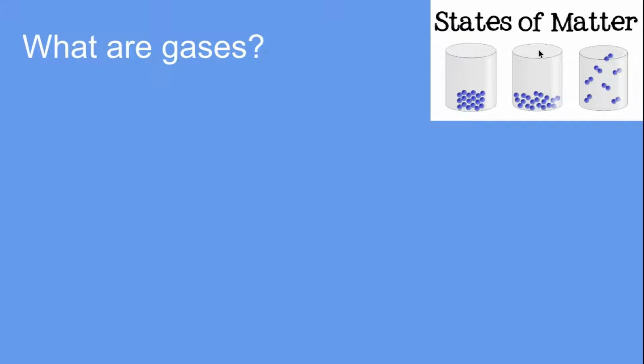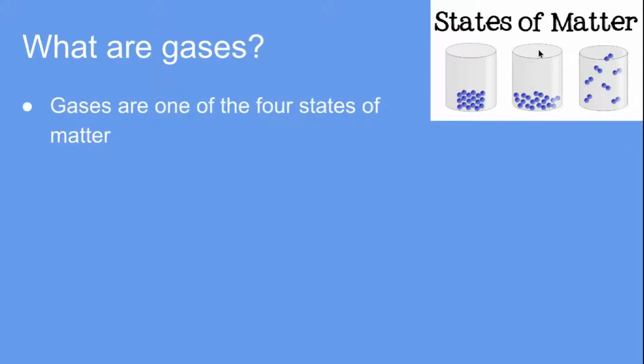So let's start on square one. Let's answer the question, what are gases? This is a pretty basic question, but let's go ahead and talk about our basic information on this. So we know that gases are one of the four states of matter, right? We know the others to be solid, liquid, and plasma, and that gives us the four states.